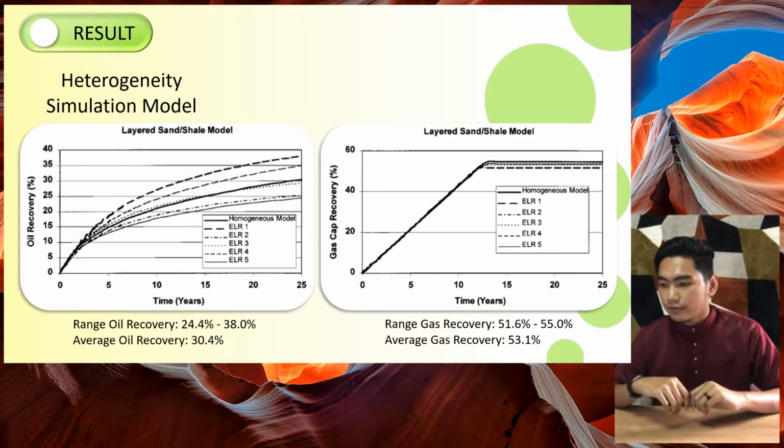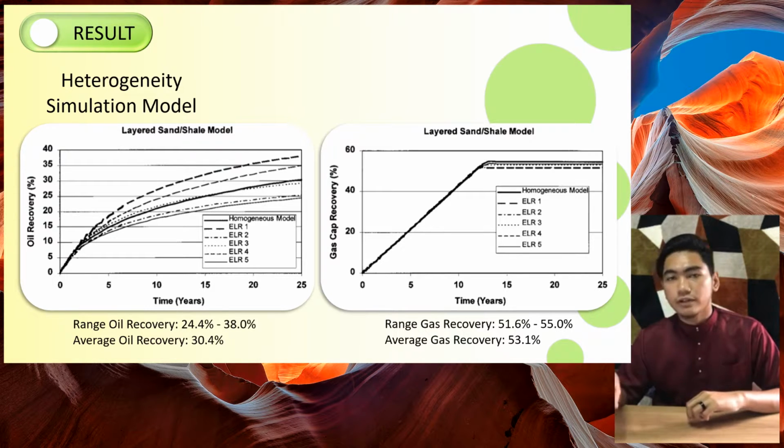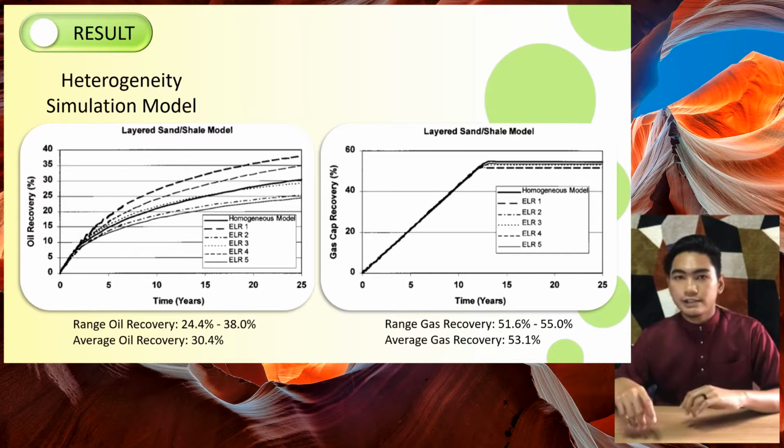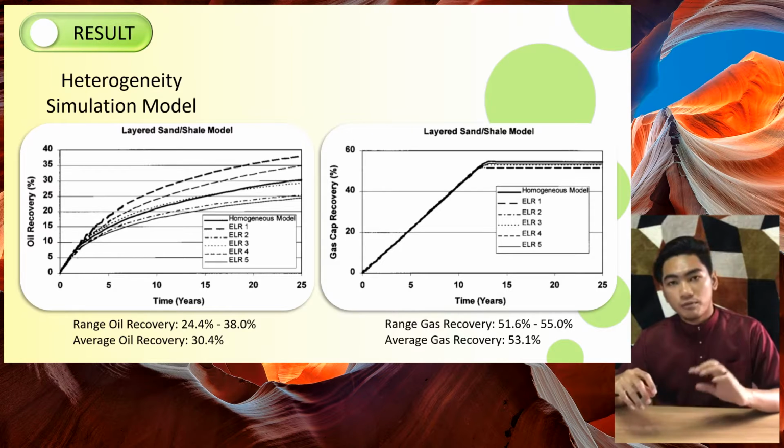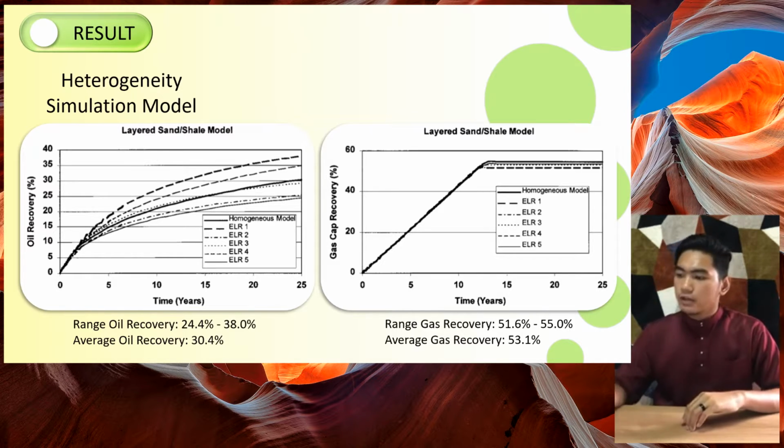For the gas cap recovery, as we can see from the graph, the range is very narrow, and the average is quite close to the homogeneous model. We can conclude that both range and average results indicate that heterogeneity does not significantly affect the gas cap recovery. The effect of heterogeneity on gas cap recovery is minimized because the gas can outrun the advancing waterfront.